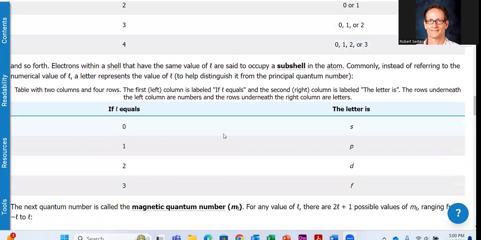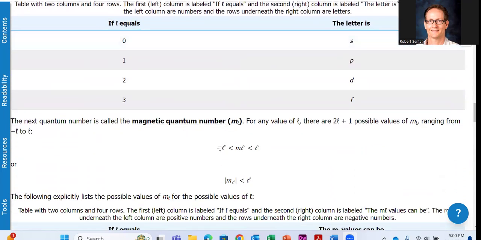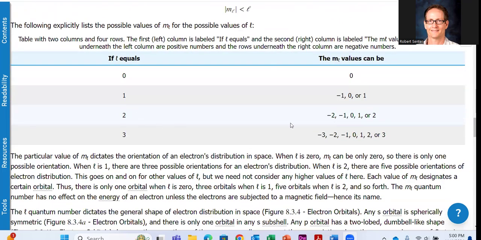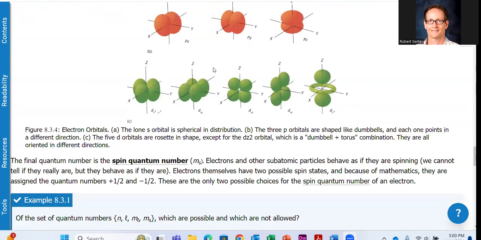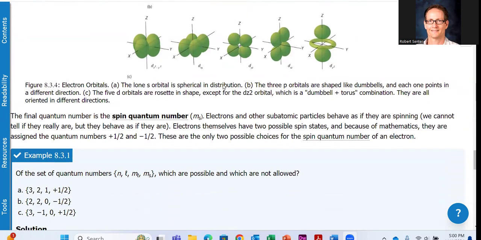So the last thing that we have is that the mLs go from minus L through 0 to plus L. And so that's why it has that 2L plus 1 relationship. And so you can see it here. So all this gives us then the orbitals and all those kinds of things.